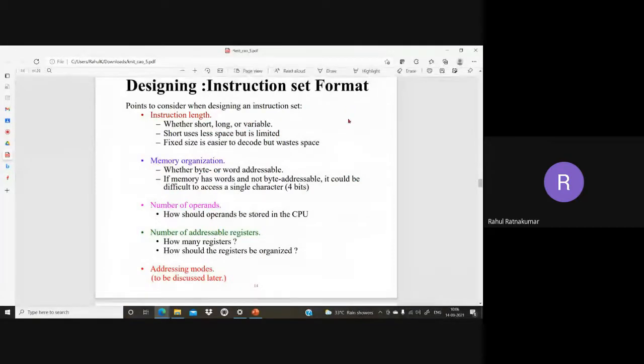This is just an add-on slide to what we last discussed: the instruction length, whether it is short, long, or variable, and memory organization, whether it is byte organized, bit organized, or a nibble, 4 bits, etc., stored in memory, and how the memory words are accessed. The number of operands could be 3, 2, or 0, whatever. The number of addressable registers depends upon the processor architecture: how many registers you have, how many are general purpose, how many are special purpose, and the addressing mode. That is another very important part of computer architecture, addressing modes.